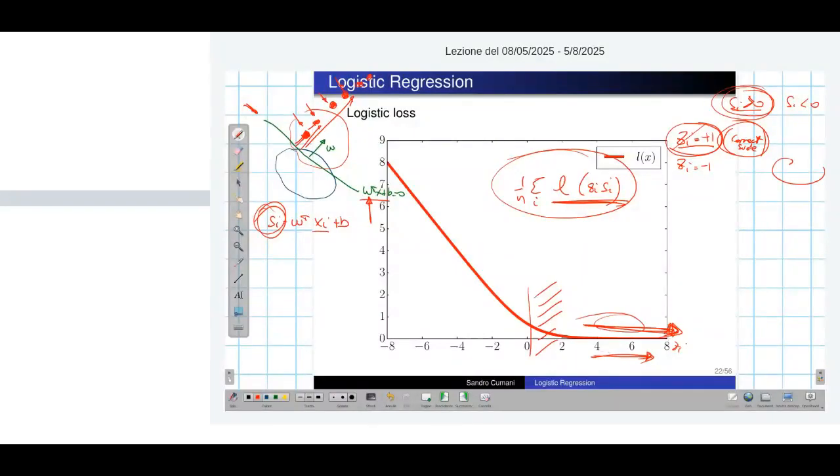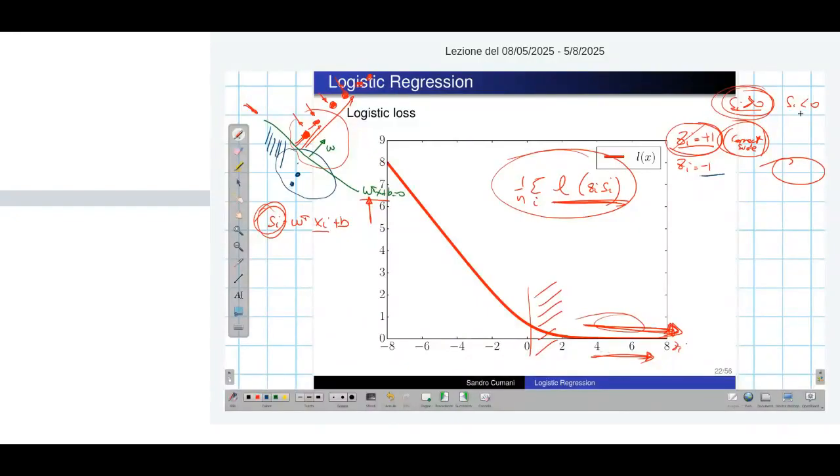Let's now look here. Zi equal to minus 1 and Si lower than 0. Where is the point and how should I color it? Si is negative, so where am I? I am here, on this side. How should I color it? It's minus 1. It's blue. Again, this is a correctly classified point.